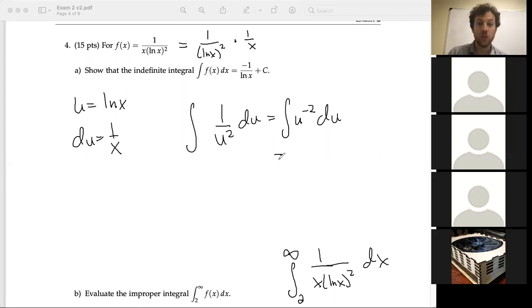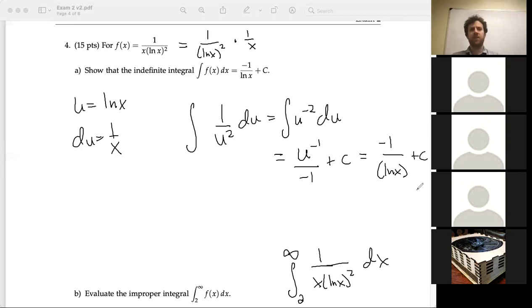So integrating this, we do use the power rule. The new exponent is -1. We divide by that -1. And then in a couple moves together, rewriting this without the negative exponent, moving this negative sign around, and replacing u with the natural log of x, we get -1 over the natural log of x plus c. So part A, we need to do a u substitution.